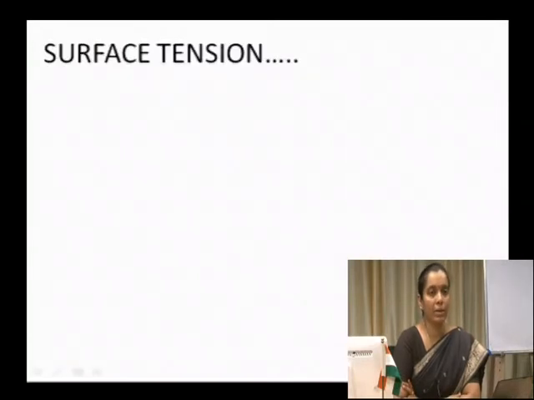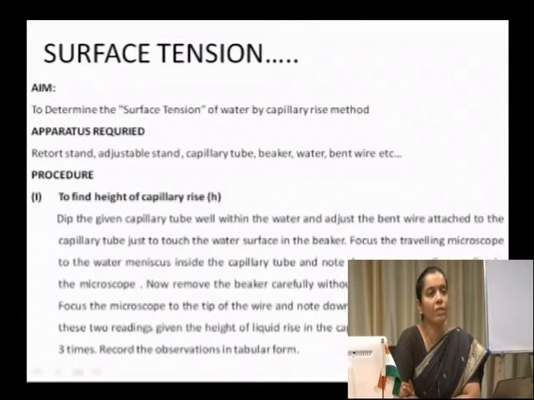The next experiment is based on the properties of liquids, and that is the surface tension of water. As we discussed in the previous session, surface tension exists only at the free surface of the liquid because of the molecules being present only below the surface and not above the surface. The downward and the sideward drag of the molecules creates a tension at the surface, and that we call surface tension. The experiment is conducted using the method of capillarity.